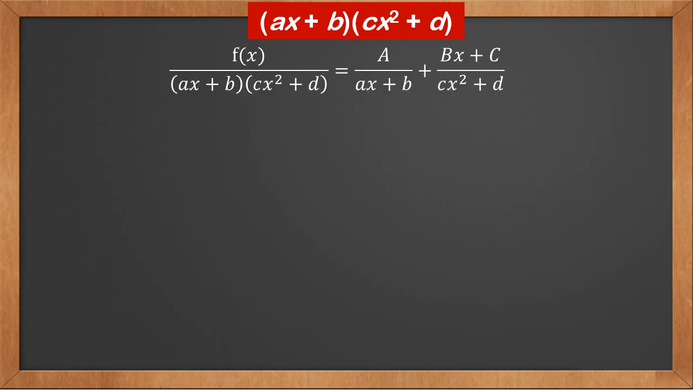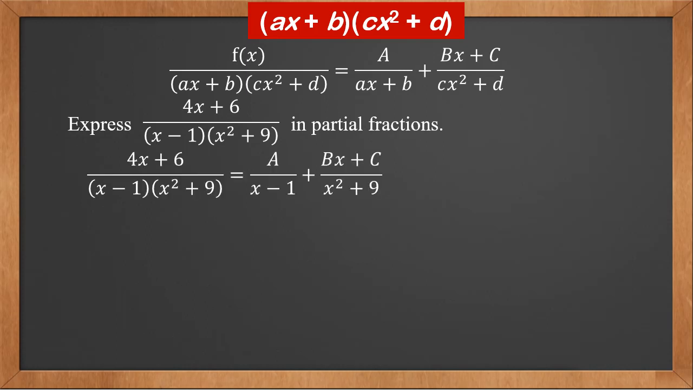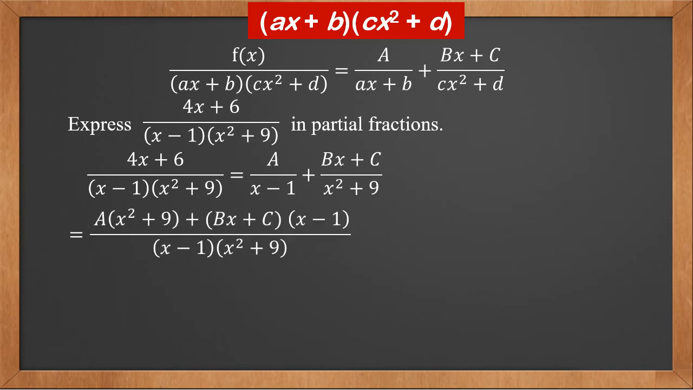The third type of denominator is (ax+b)(cx²+d). It can be expressed as capital A over ax+b, plus (capital Bx plus capital C) over cx²+d. Express (4x+6) over (x-1)(x²+9) in partial fractions. We can write it as a over x-1 plus (bx+c) over x²+9. Add the two fractions. The numerator is a(x²+9) plus (bx+c)(x-1). The two numerators should be equal.